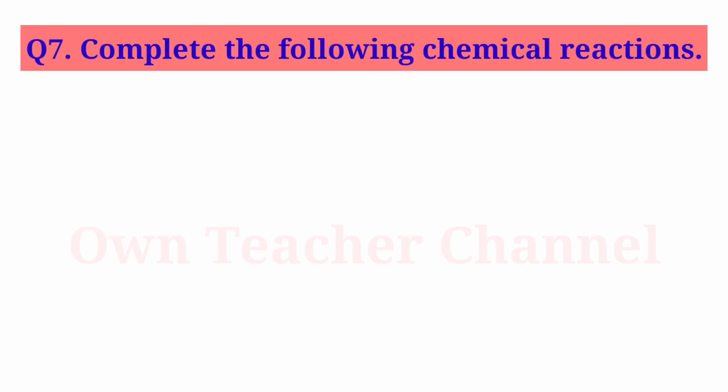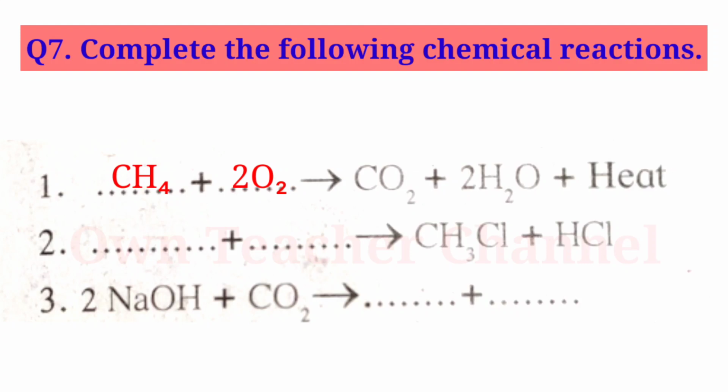Question 7. Complete the following chemical reactions. Methane plus oxygen after reaction gives carbon dioxide plus water and heat. Second, methane plus chlorine after reaction gives methyl chloride and hydrochloric acid. Third, sodium hydroxide plus carbon dioxide after reaction gives sodium carbonate and water.